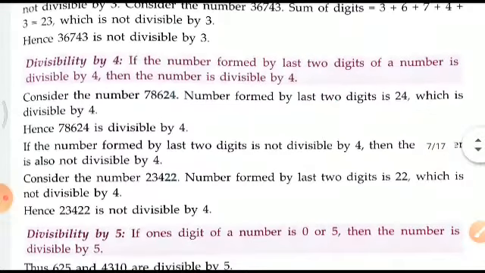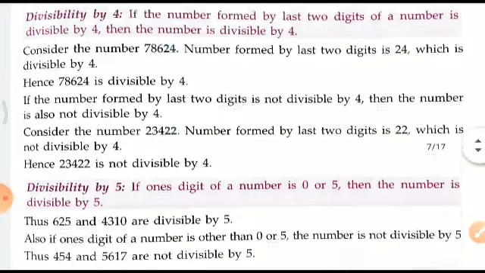Similarly, divisibility by 4. If the number formed by the last two digits of a number is divisible by 4, then the number is divisible by 4, right? See in the given number 78624, the last two digits are 2 and 4, 24, which is divisible by 4. In 23422, the last two digits are 22, which is not divisible by 4. Hence 23422 is not divisible by 4.